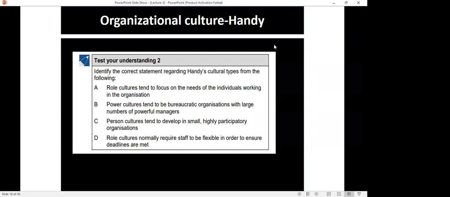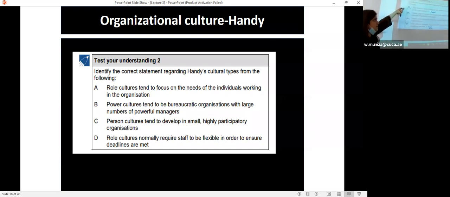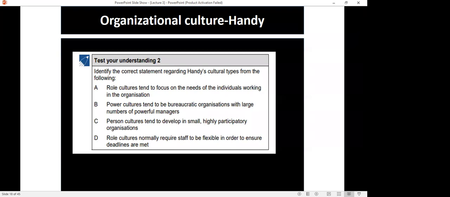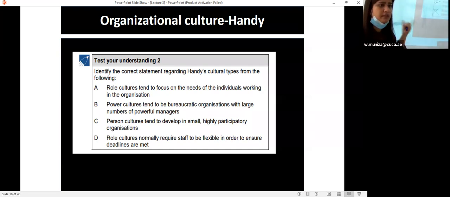Ma'am, what did you write on the first statement? This one is regarding person culture. Okay, ma'am, it's not the characteristic of role culture. Okay, thank you, ma'am. The focus on the needs of the individuals will be in person culture. Got it? Where they have to perform and participate in the organization, in every work.